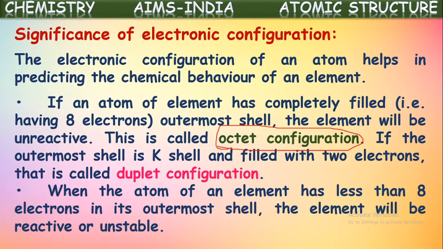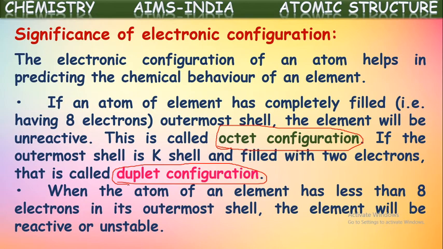When the atom of an element has less than 8 electrons in its outermost shell, then the element will be reactive or unstable. So in these two cases, if an element has duplet configuration or octet configuration, the elements are observed with more stability or least reactivity. They do not participate in chemical bonds. They do not participate in combining.